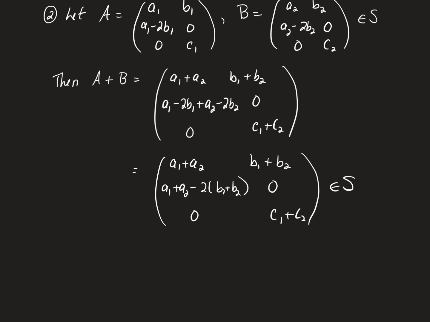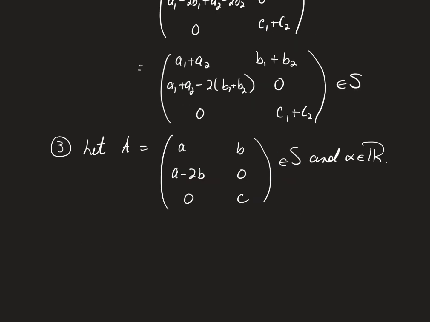The next thing I need to show is that it's closed under scalar multiplication. That's the third thing. So let's take a matrix. So here I've taken an arbitrary matrix. It has to be of this form in the set S. And I've taken a scalar alpha, which our scalars are coming from R. And I used alpha. I didn't use C. The reason I didn't use C is because I've got C in my matrix and I shouldn't be using a variable to mean two different things.